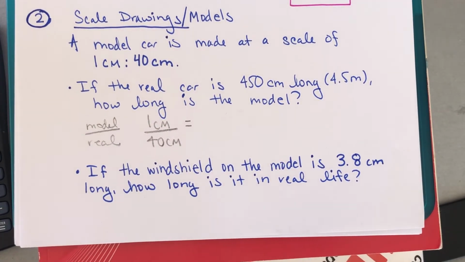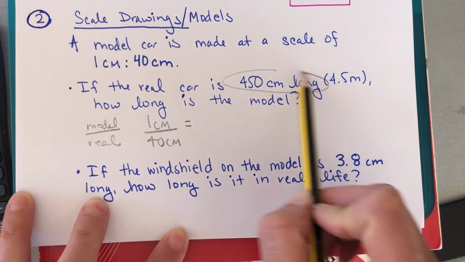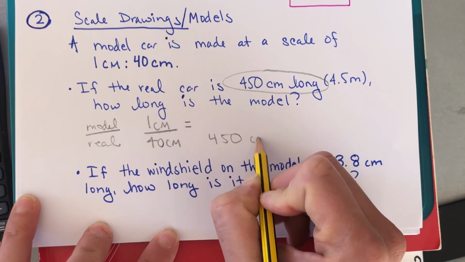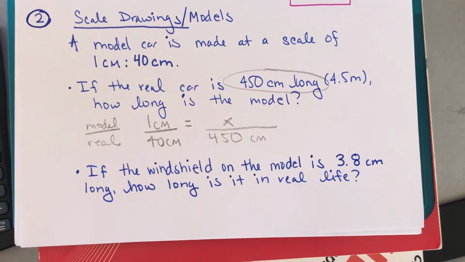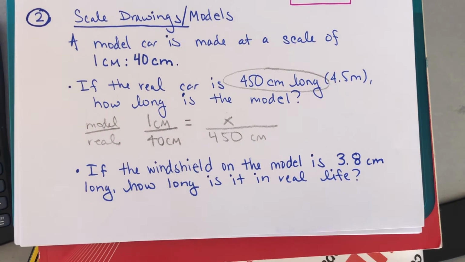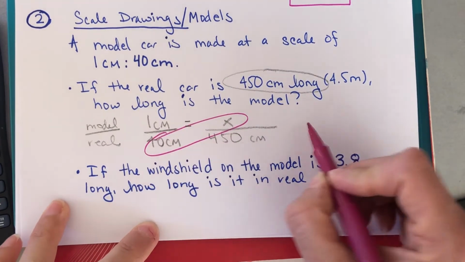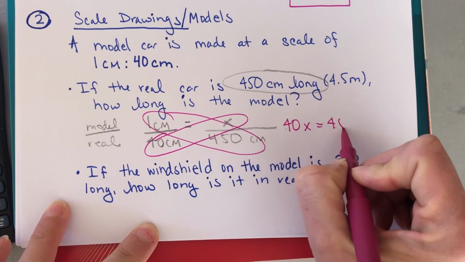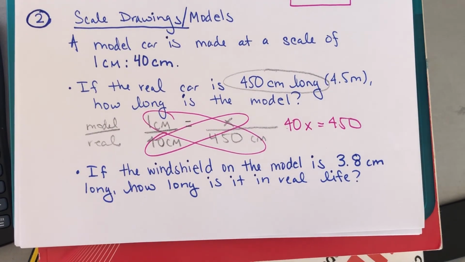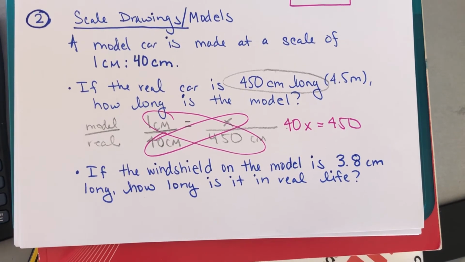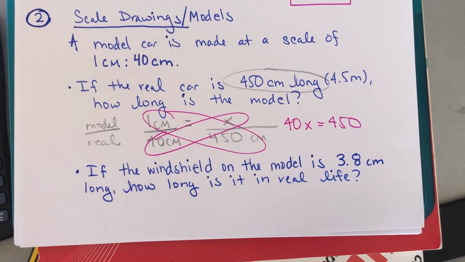Then in my second ratio, the information I have is about the real car. It's 450 centimeters long, so that would go on the bottom. And I'm looking for the corresponding length on the model. This might be a good time to use our cross products. So 40 times x should equal 450. Then I need to divide both sides by 40 to solve for x. And when I do that, I get 11.25.